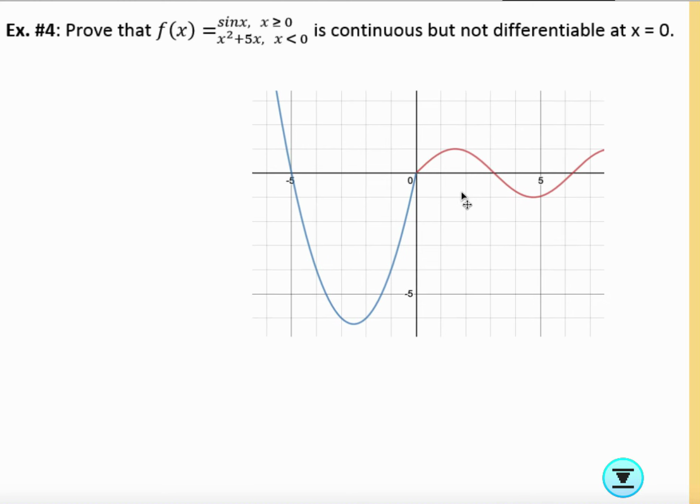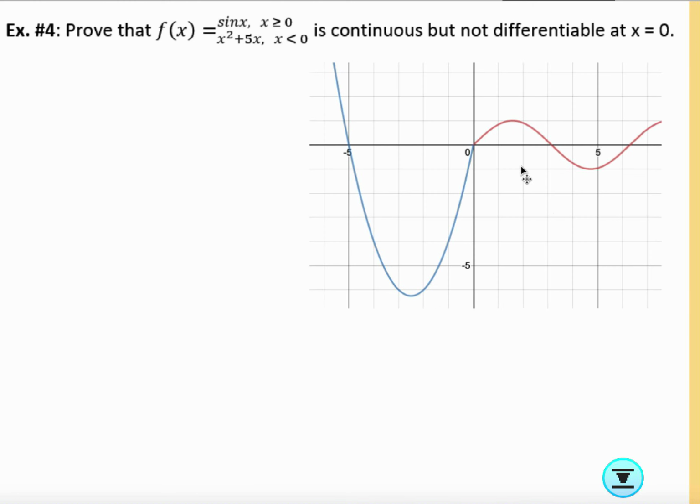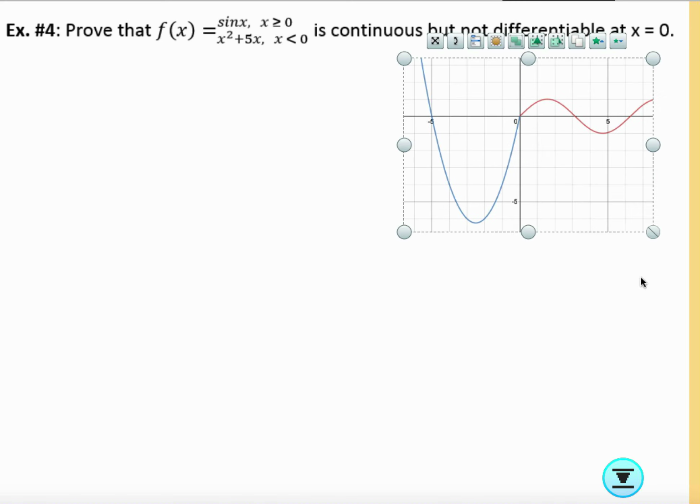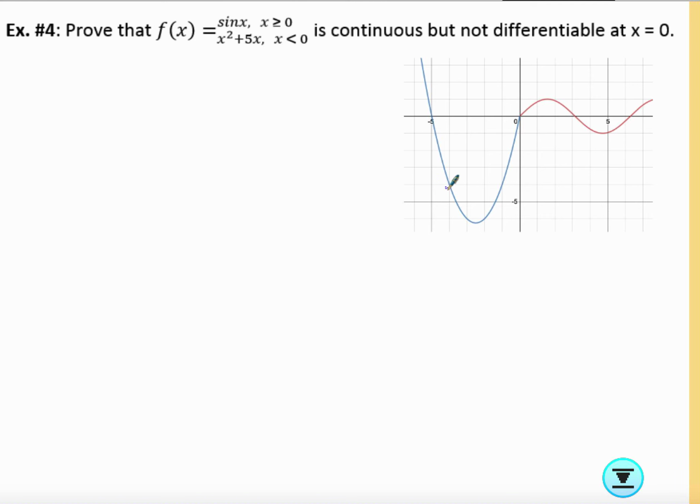So here we have our function. Okay. So everything looks continuous, right? I mean, we're coming along here. Everything is beautiful. The only part that we're maybe worried about is where these two graphs connect, right? So we want to see what's happening right here. So let's check it out.